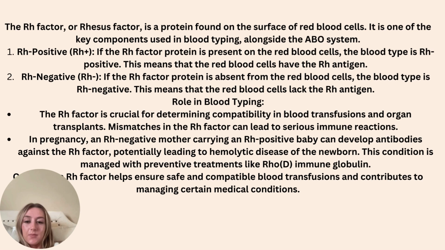And then lastly, to talk about the RH factor, it's a protein found on the surface of red blood cells. It is one of the key components in blood typing alongside the ABO system. RH positive: if the RH factor protein is present on the blood cell, the blood type is RH positive. This means that the red blood cell has an RH antigen. If it is RH negative, the RH factor protein is absent from the red blood cell and the blood type is RH negative. This means that red blood cells lack the RH antigen. And the role of this in blood typing is crucial for determining the compatibility in blood transfusions and organ transplants.